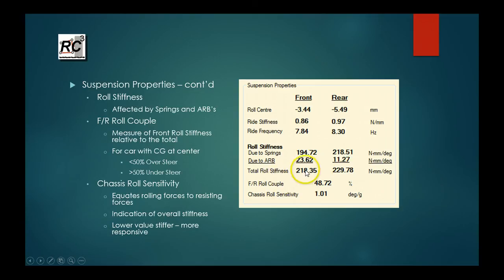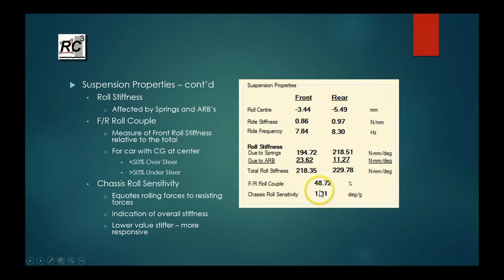The next thing we do is take these total roll stiffness values and calculate what we call a roll couple. This is a very simple calculation: it's the front roll stiffness divided by the total, which is the sum of the front and rear roll stiffness, expressed as a percentage. If you consider a car that has the center of gravity right in the center between the axle lines, if this number is less than 50%, that means your front is softer than the rear, and you're going to be into a handling tendency towards oversteer. If you're greater than 50%, the front is stiffer than the rear, and you would be looking more for a handling tendency towards understeer.